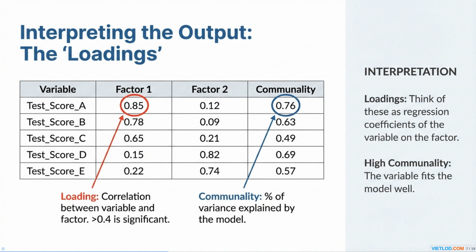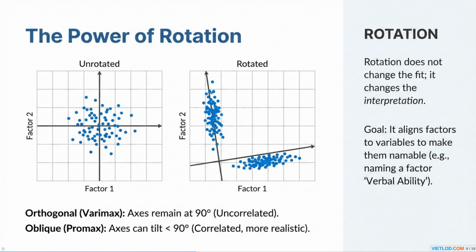Looking at the table, test scores A, B, and C load highly on factor 1, while D and E load highly on factor 2. This suggests factor 1 might represent one skill, for example, verbal, and factor 2 another, for example, spatial. The initial output isn't always this clear, however. Often, the initial unrotated solution is difficult to interpret because variables load moderately on multiple factors. This is where rotation becomes an essential tool for clarification.